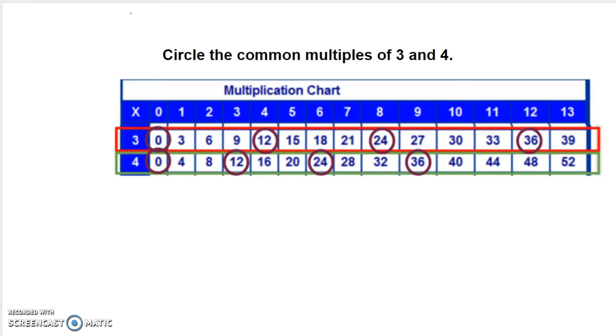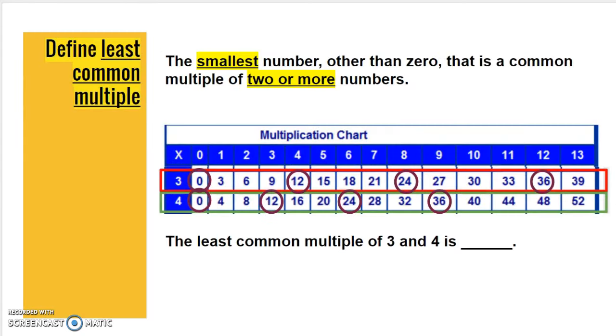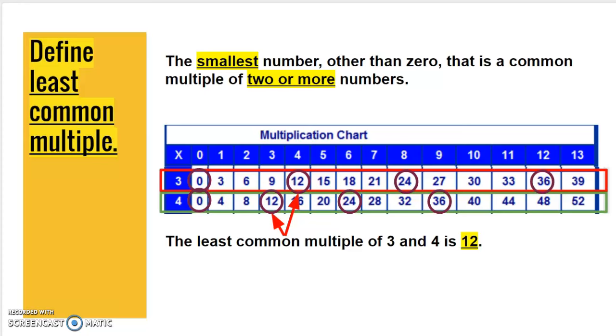The next question we need to ask ourselves is, why do we need all of these? We actually don't. To answer our essential question today, we only need something called the least common multiple. The least common multiple is the smallest number other than 0 that is a common multiple of 2 or more numbers. So here's all the common multiples. Which one other than 0 is the smallest common multiple? And if you look, other than 0, the next smallest one is 12. So the least common multiple of 3 and 4 is 12.